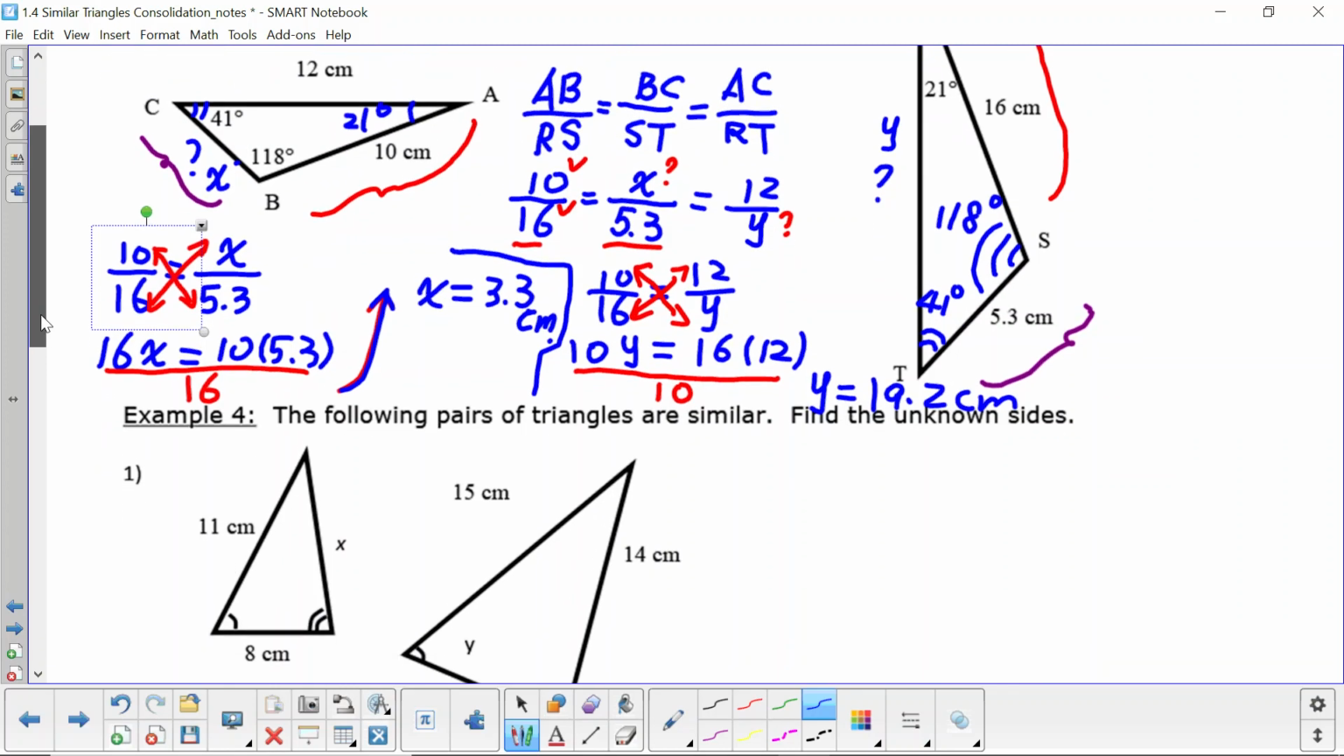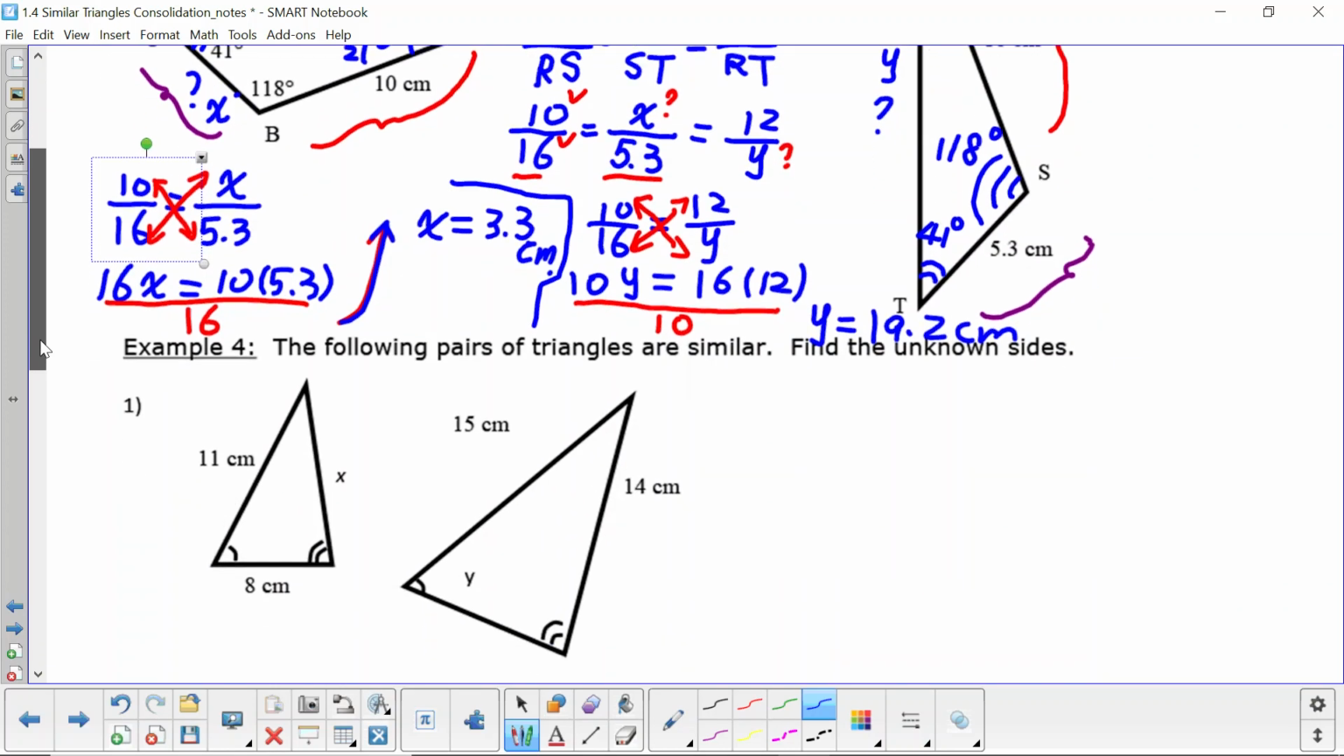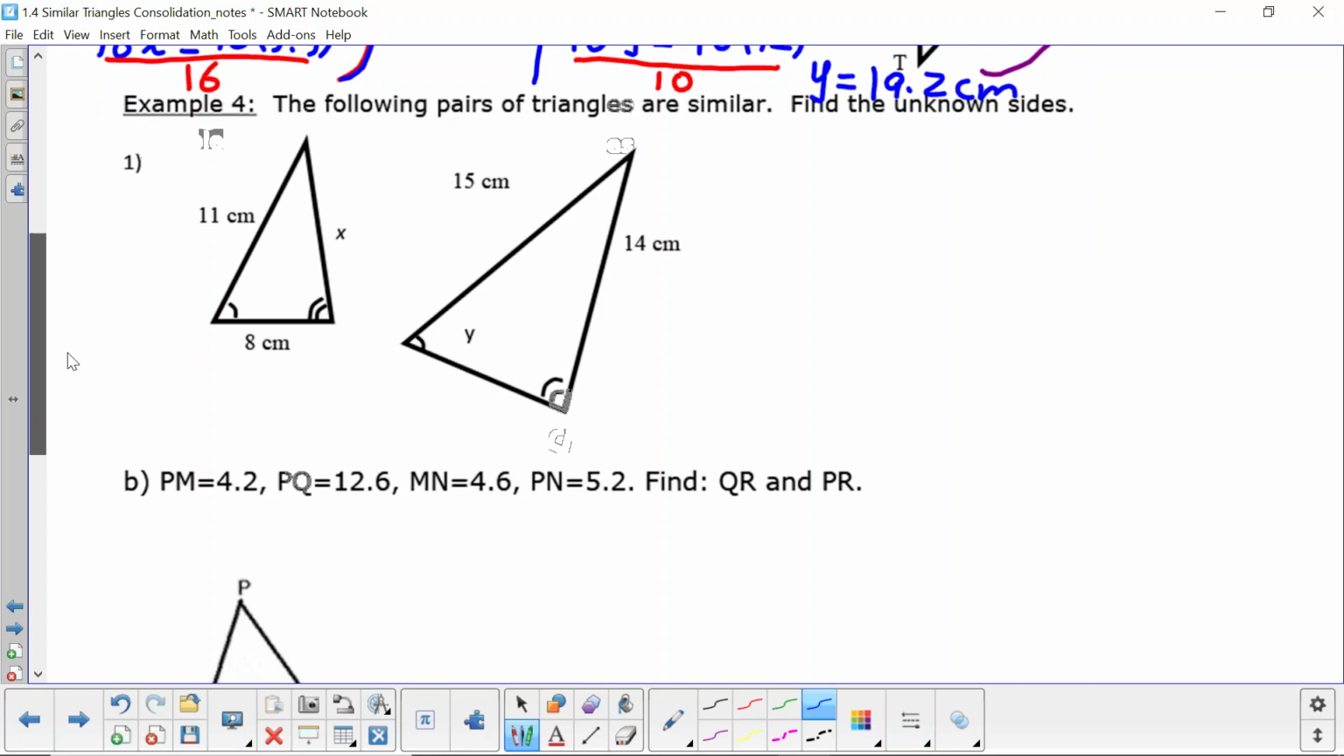Okay. So now is the next one. The following pairs of triangles are similar. Find the unknown side again. So now give yourself time, pause the video, do it, and check the answer. So now we are going to do this question. I think this one is wrong. It should be at this side.